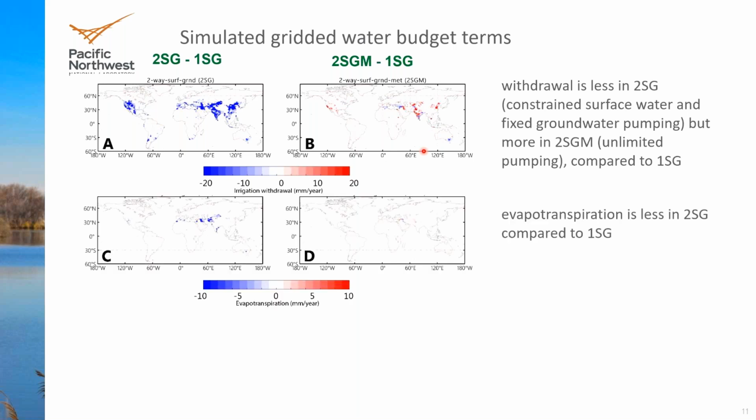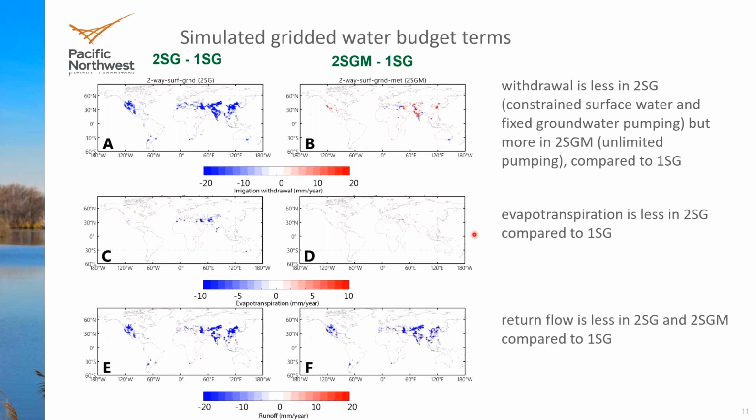And if you look at the evapotranspiration comparison, you won't see much difference. But for 2SG, you will see less evapotranspiration. It's reasonable because you are reducing the irrigation supply, so you are reducing the evapotranspiration. But in the always met condition, 2SGM, it doesn't have too much difference.